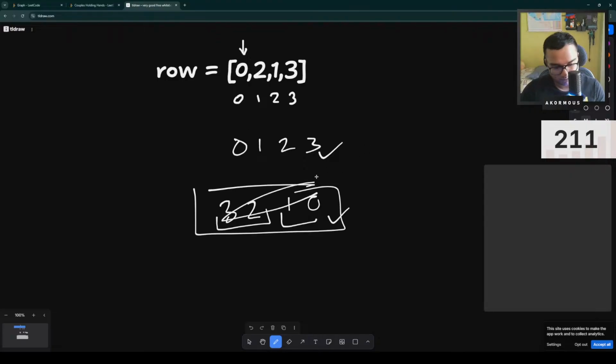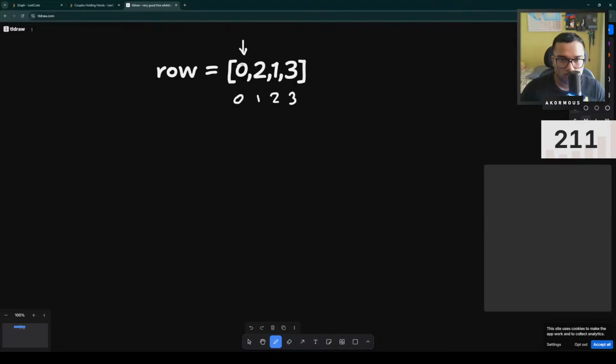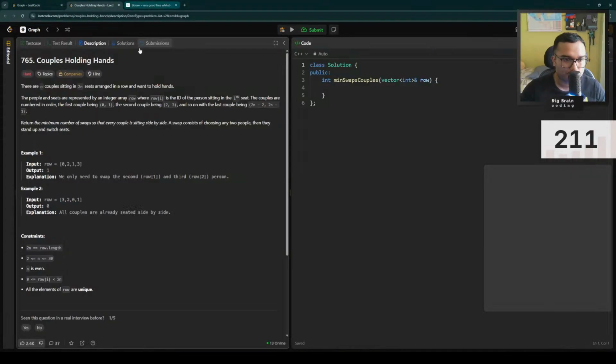I have two options. Either I swap this person or I swap the position of the partner of this person. And by the way, the frame is incorrect. Now it is correct. Okay, so right. Is that all we need to do?